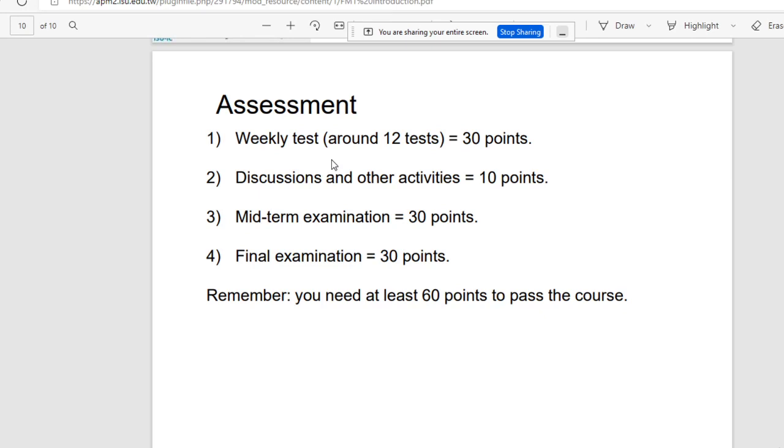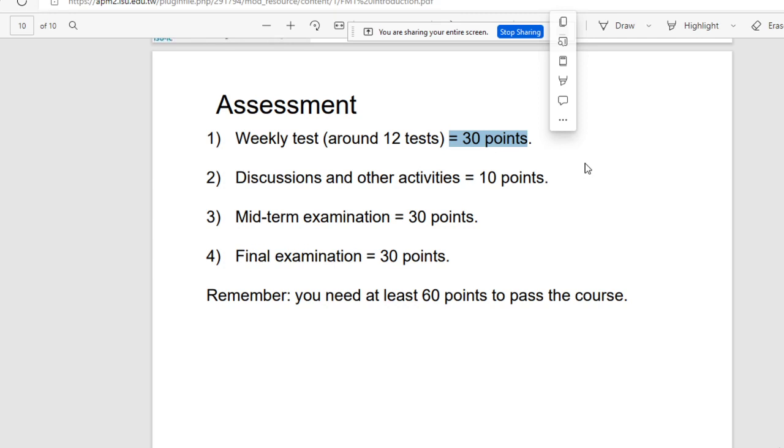The semester lasts for 18 weeks. So if we have a test nearly every week, I don't know how many tests we're going to have. Maybe 12, 13, 14 tests, right? And I'm going to give 30 points to all of the tests together. So 30 divided by 12, that's something like 2.5, 3 points. So each test is about 2.5, 3 points. And remember, you need 60 points out of 100 points to pass this course, okay?